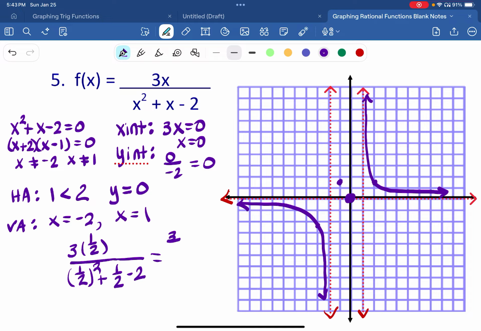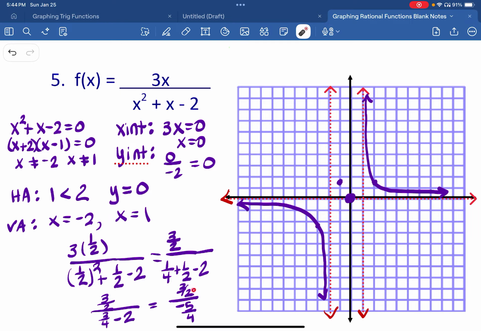So it's 3/2 over 1/4 plus a half minus 2. So 3/2 over 3/4 minus 2. Common denominator, so that'll be 3 minus 8. So -5/4 and 3/2. Now already we know this is going to be a negative, because a positive divided by a negative, so it's going to be down here.